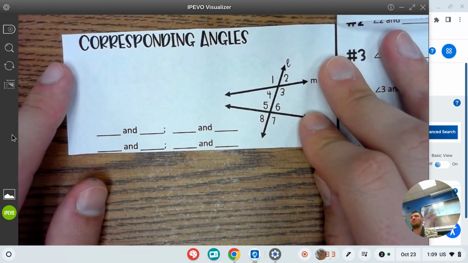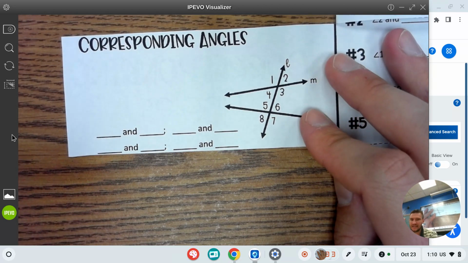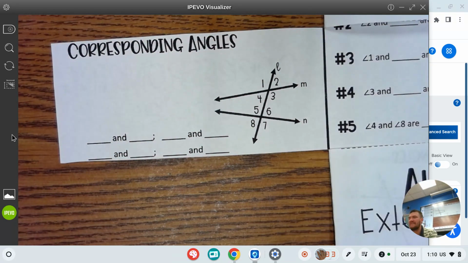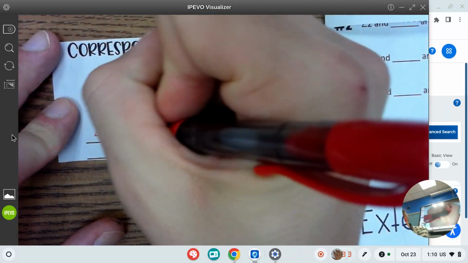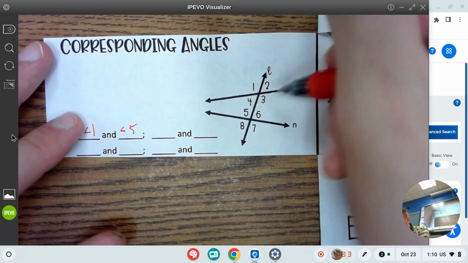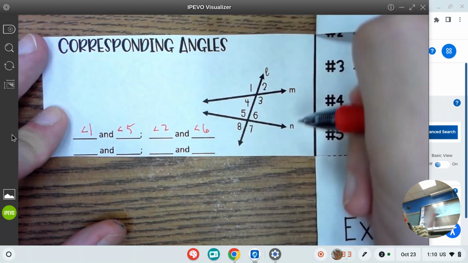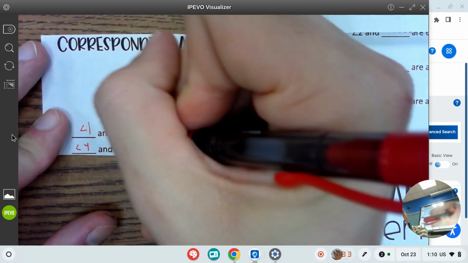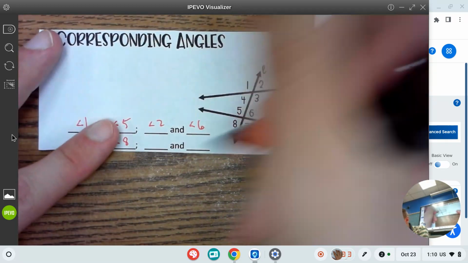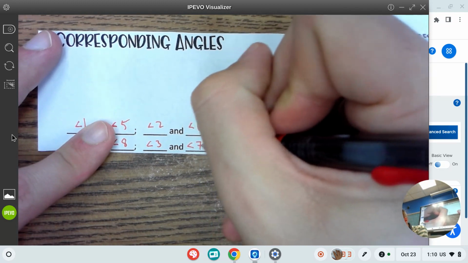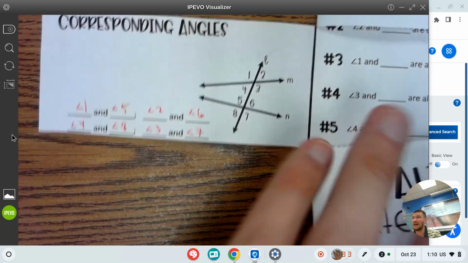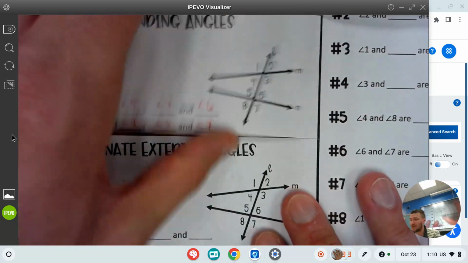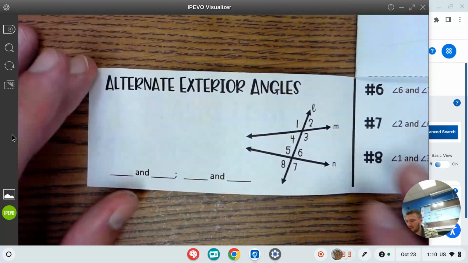Corresponding. So corresponding are the first ones that we did. Remember, it doesn't have anything to do with alternate interior, any of that stuff. Top left matches with top left. So that would be 1 and 5. Top right, that's 2 and 6. Bottom left, that's 4 and 8. I guess I kind of skipped around a little bit, but that's okay. 3 and 7. Okay? And again, you don't have to copy off me. You can use your own notes, or you can just use your own brain to figure it out.